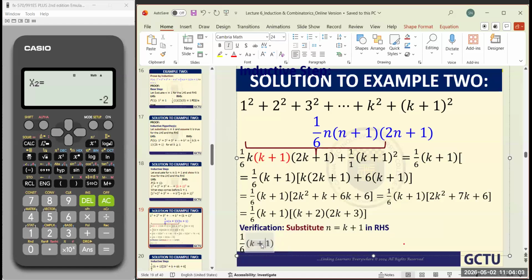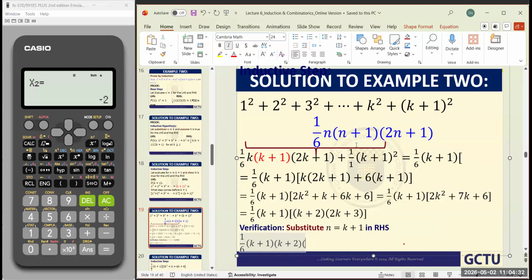Okay, so the first n becomes k plus 1. Now, what becomes the second n? Remember, the formula says 2n plus 1. So if I place k plus 1 here, it becomes k plus 1 plus 1. What is k plus 1 plus 1? Is that equal to k plus 2? Yes, sir. Yes, this will give me k plus 2.